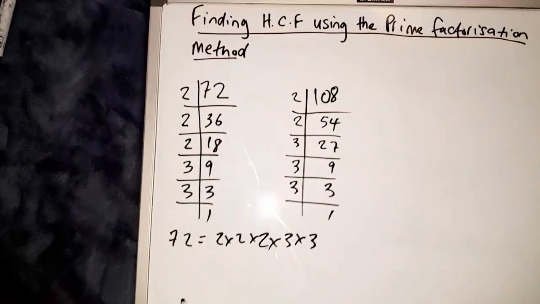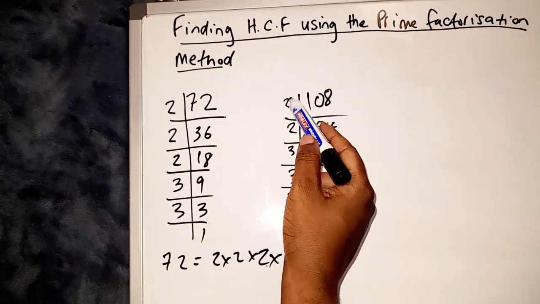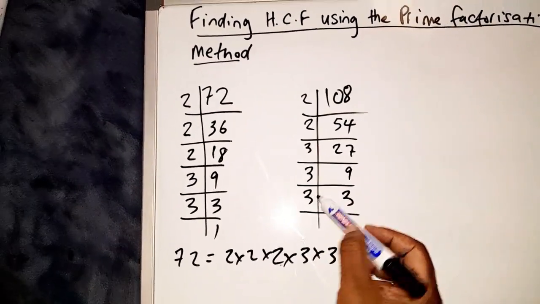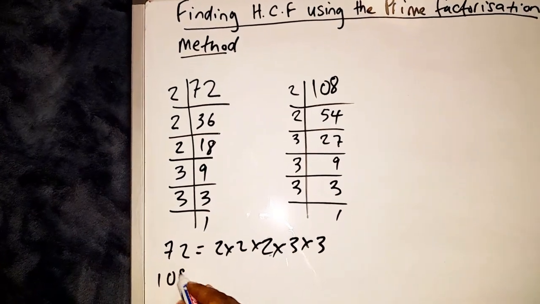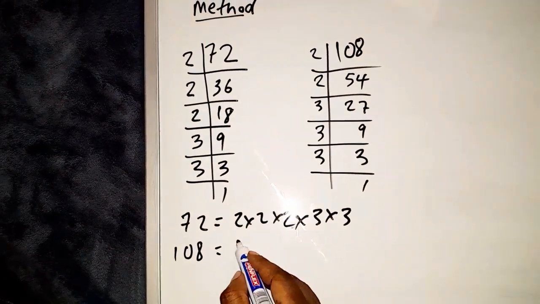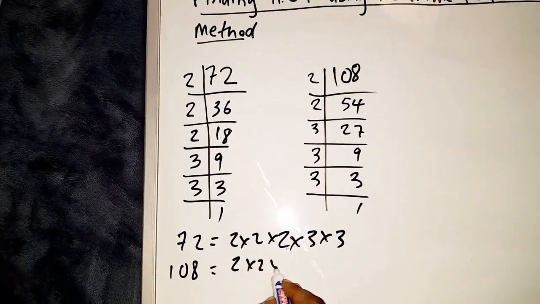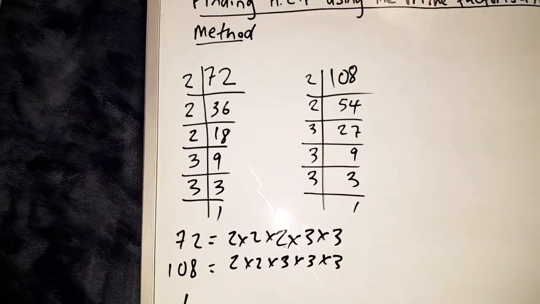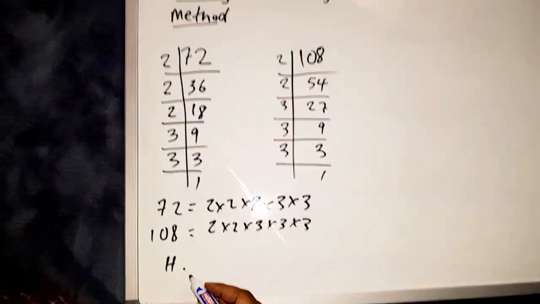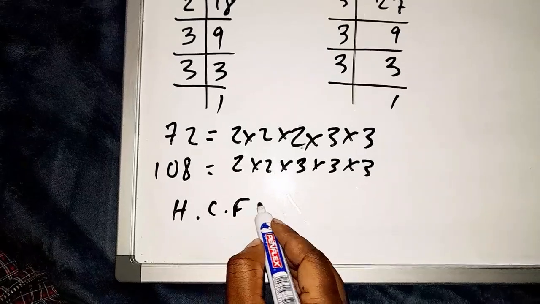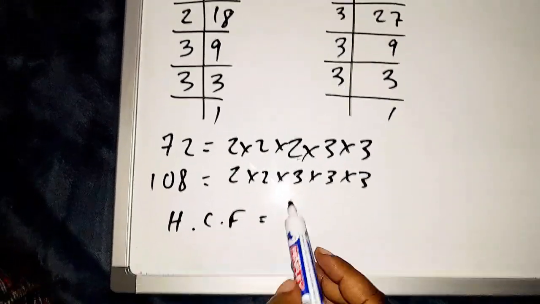So notice what has happened there. It means that we've got 2 times 2 times 3 times 3 times 3 for 108. So with HCF now, we are simply saying that if you want to find the HCF, we move on to here. Now, if you want to find the HCF, what are you going to do?